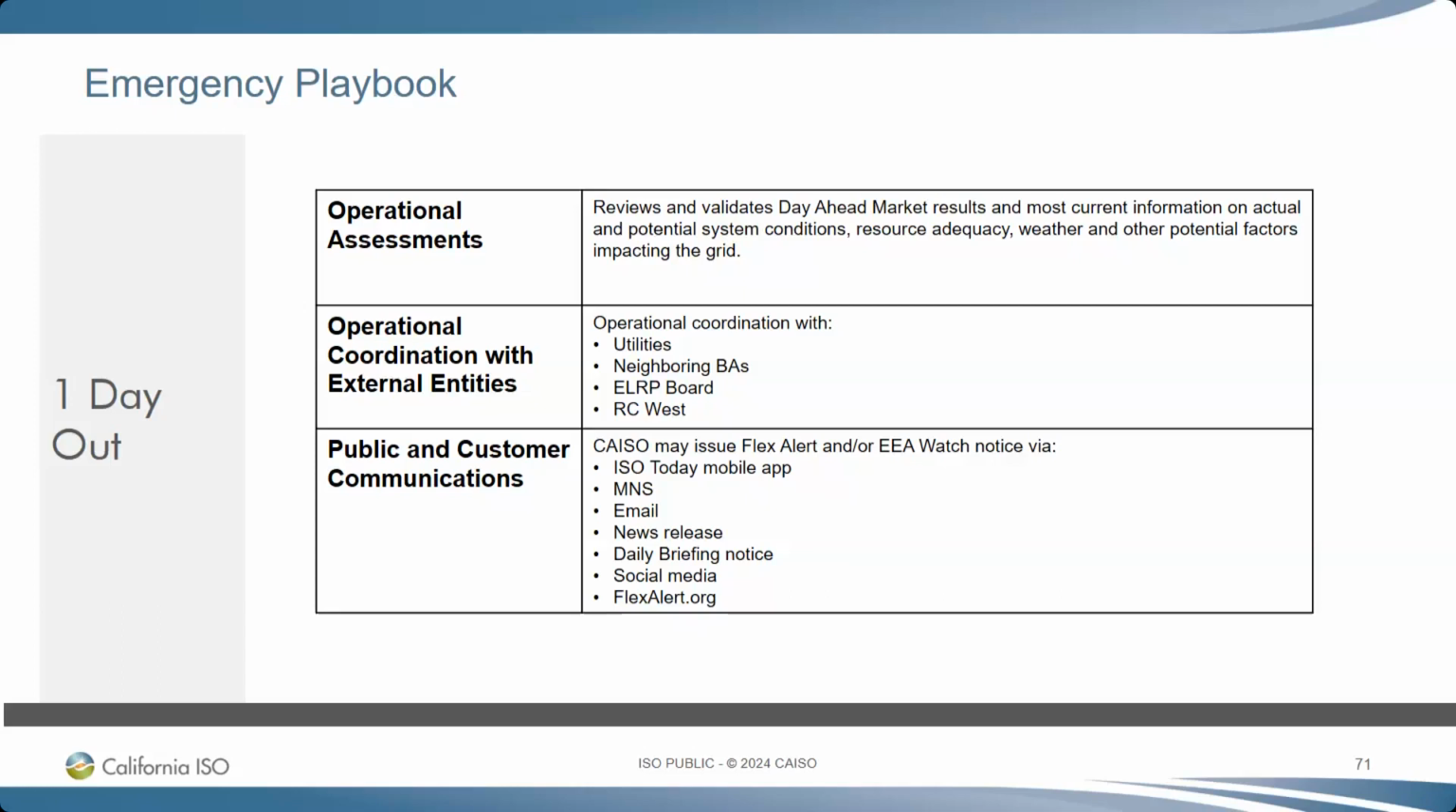So again, any kind of coordination that we do from an operational standpoint with our neighbors. And neighbors being even within the different footprints that we talked about earlier. And then again, we might start issuing the flex alerts or EEA watch and notices through many means of communication, anywhere from social media to M&S to the ISO Today mobile app, et cetera. And of course, through our daily briefing.